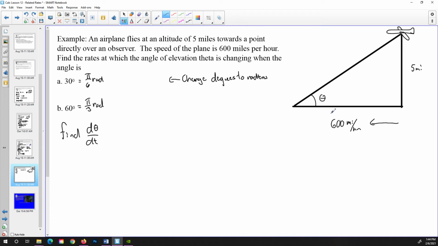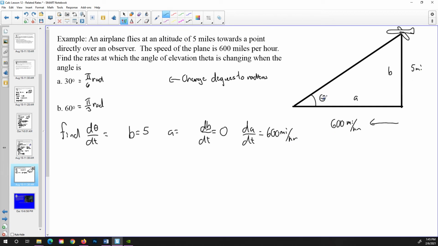If I call this side A and I call this side B, we know that B is 5. We don't know what A is. We may have to calculate that. And we know that dB over dt is a constant. So it's always going to stay 5 miles up. So the change in the height is always going to be 0. And dA over dt is going to be 600 miles per hour. So we'll see what we got.